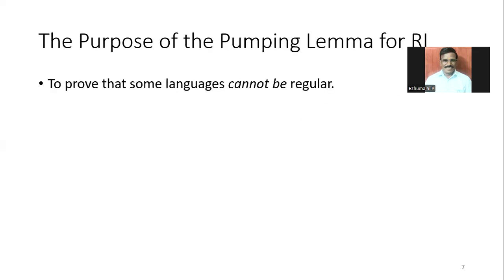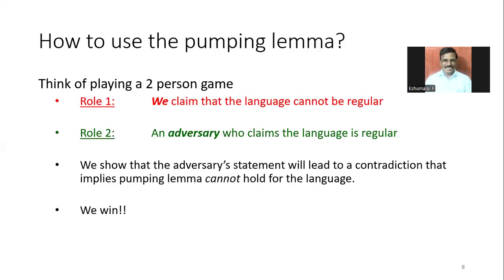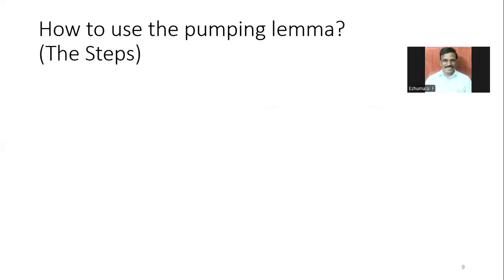To prove that some languages are not regular, let us see non-regular languages. This is a game with two players. Rule 1: we claim that the language is not regular. Rule 2: the adversary claims the language is regular. We show that the adversary's statement leads to a contradiction, which implies the pumping lemma cannot hold for the language, and we win. This is one example for the pumping lemma for regular languages.